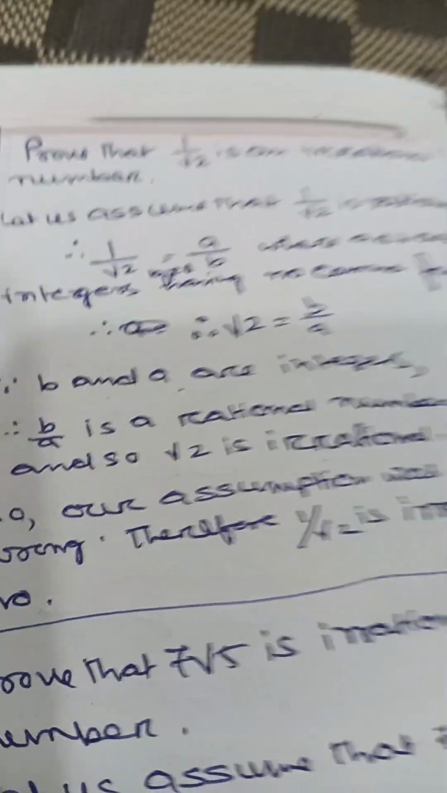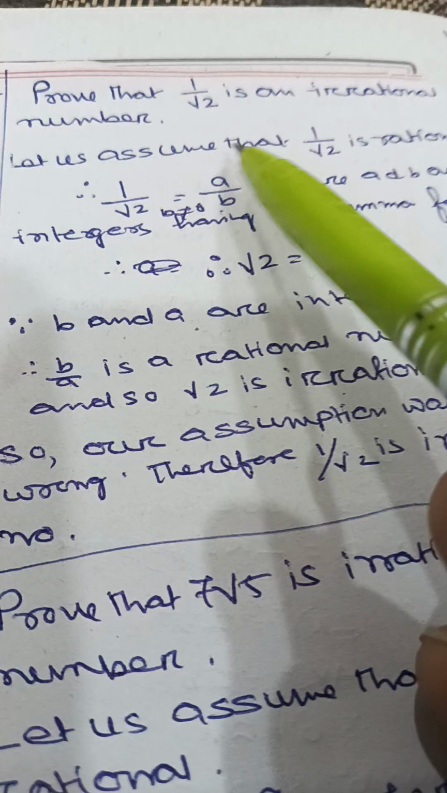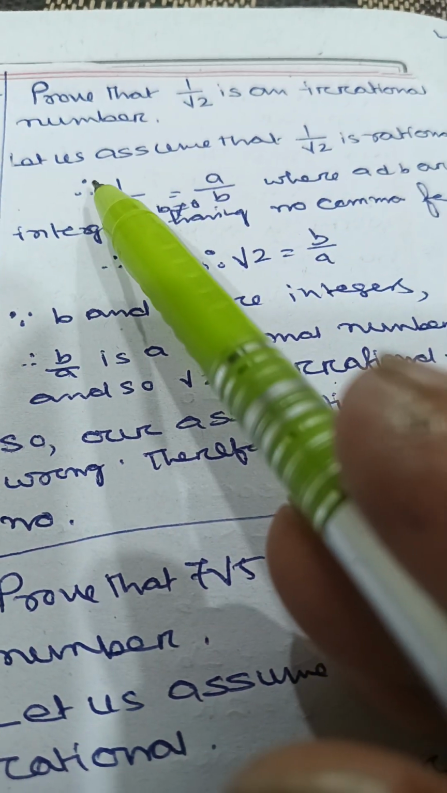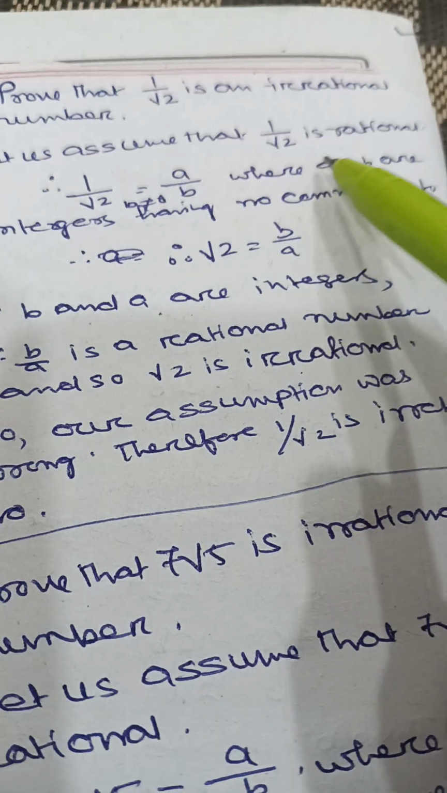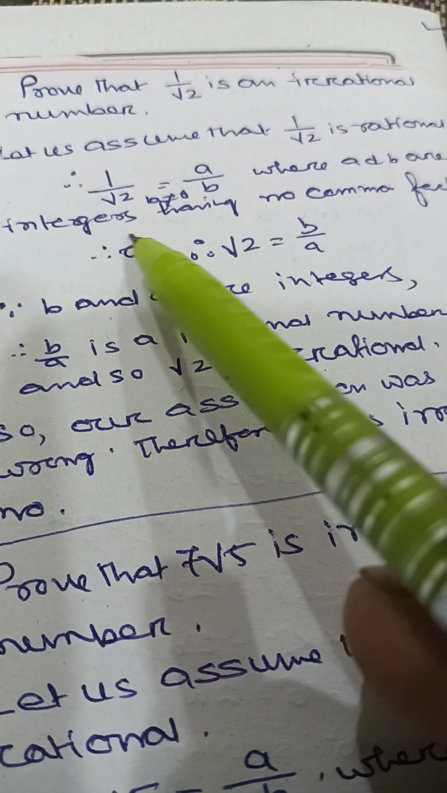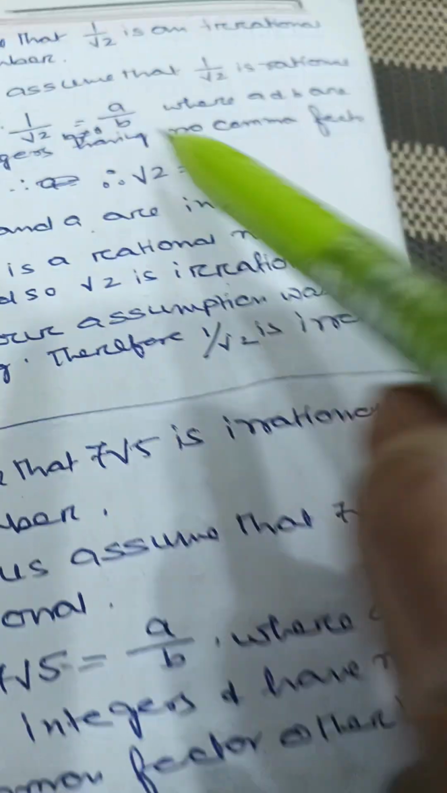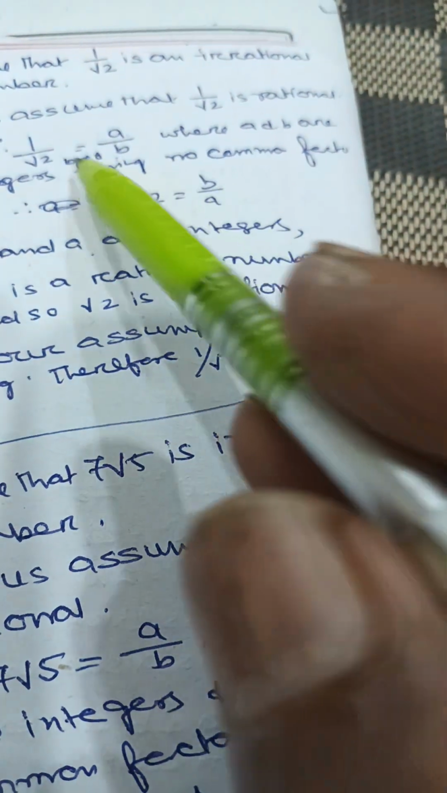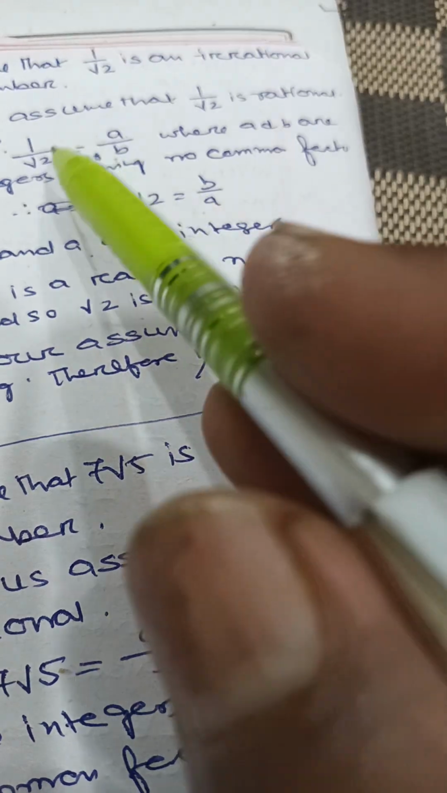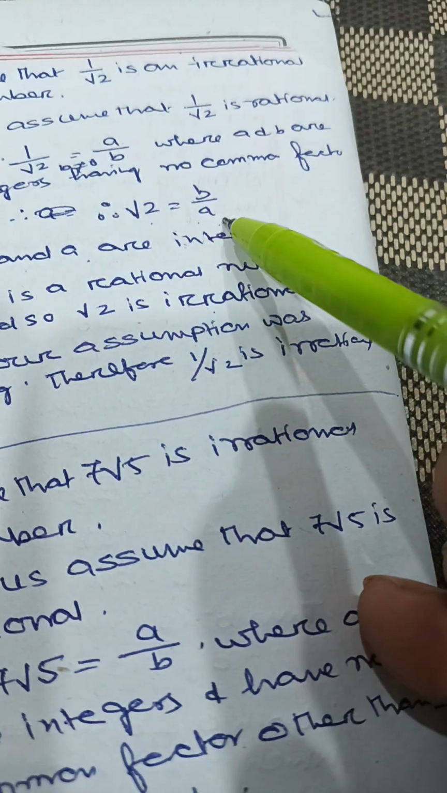Okay. Next question. This is question number 3, and this is the first one of question number 3. Prove that 1 by root 2 is an irrational number. So here also you consider, let us assume that 1 by root 2 is rational. So 1 by root 2 can be written as a by b, where a and b are integers having no common factor. After cross multiplication, we can write root 2 equal to b by a. So it is just reverse. Root 2 is taken above, b goes above, a comes below.